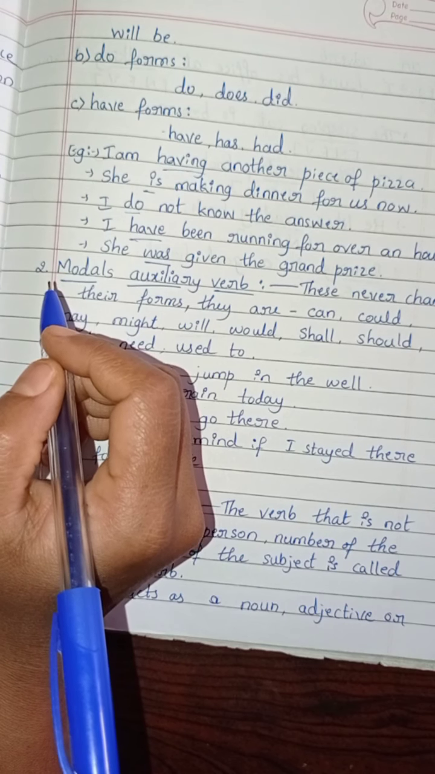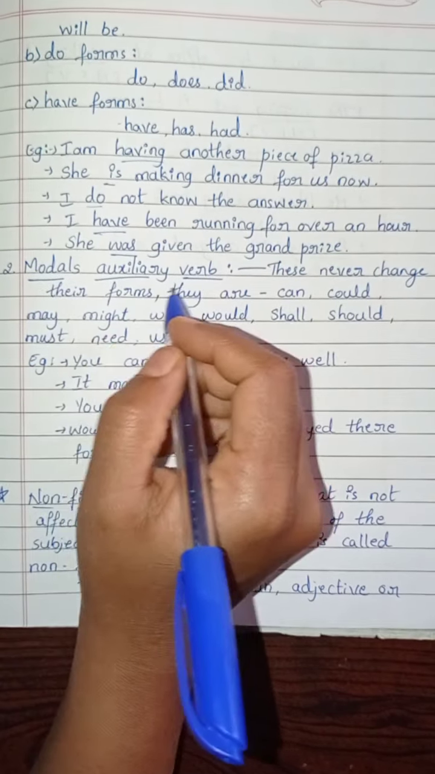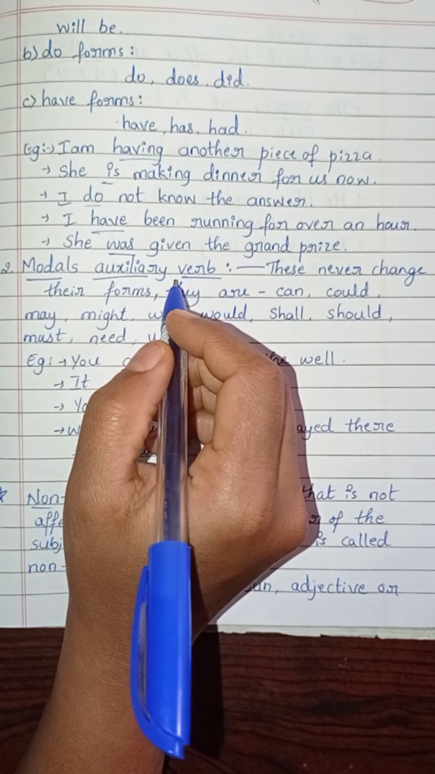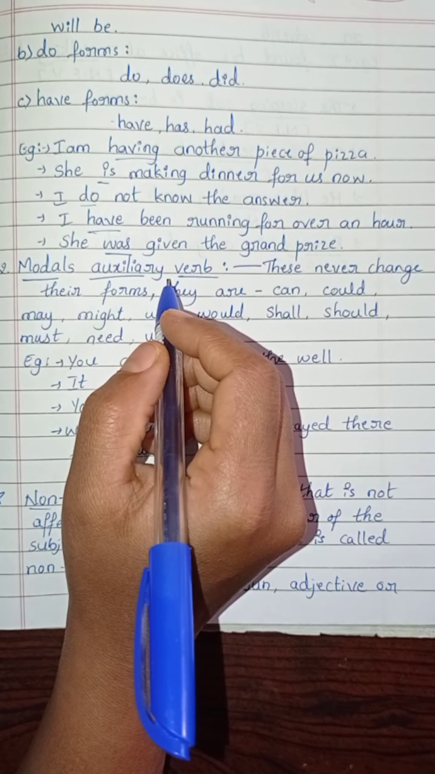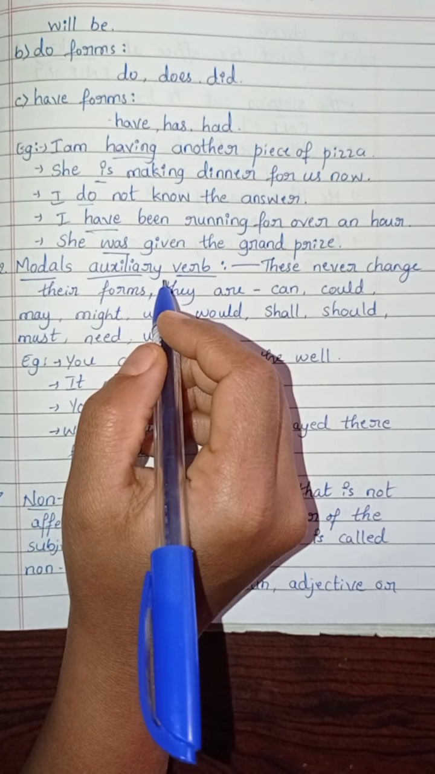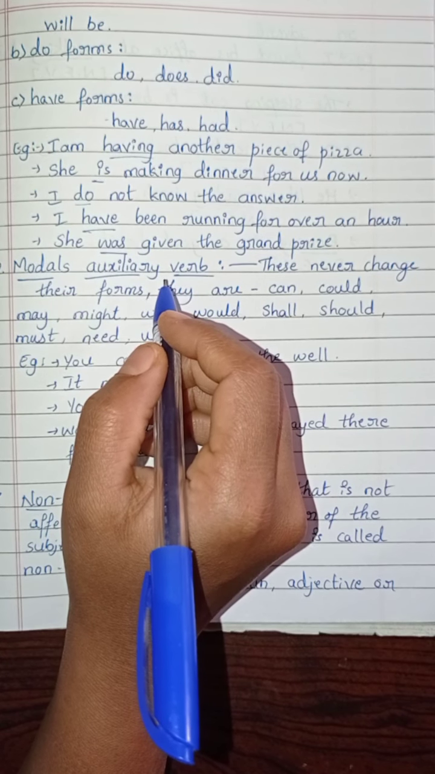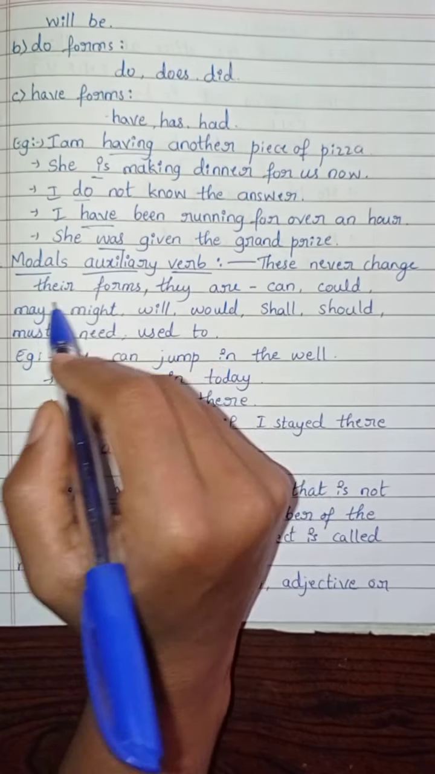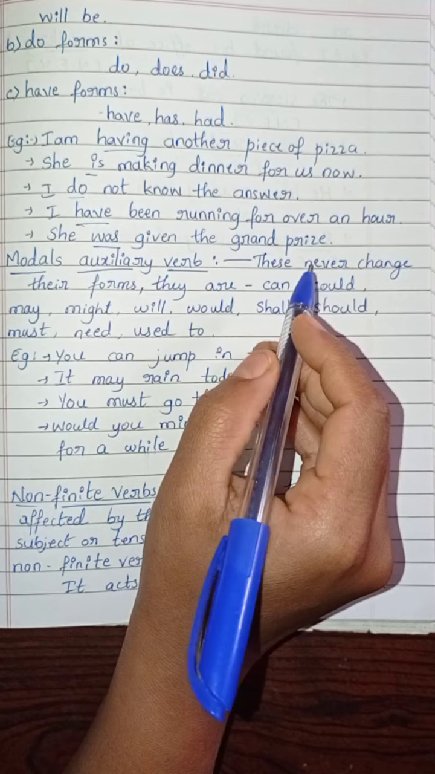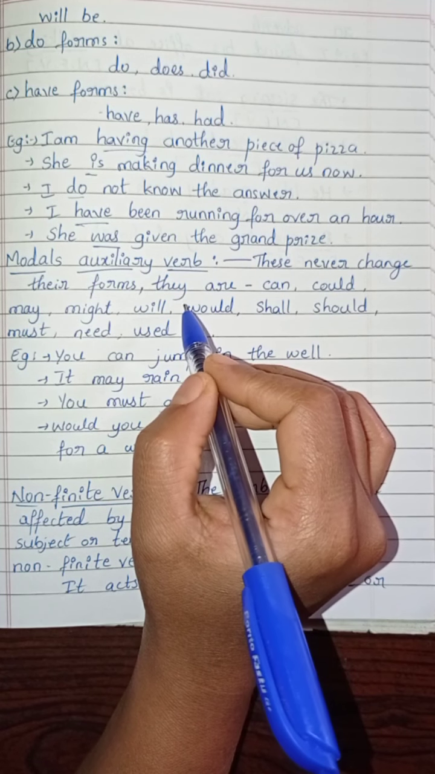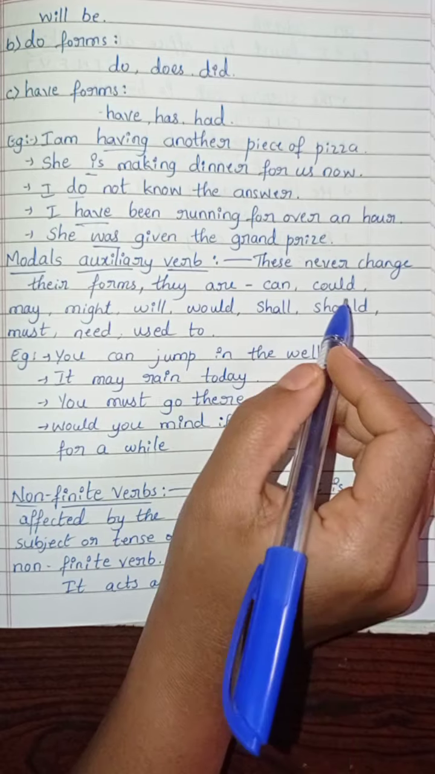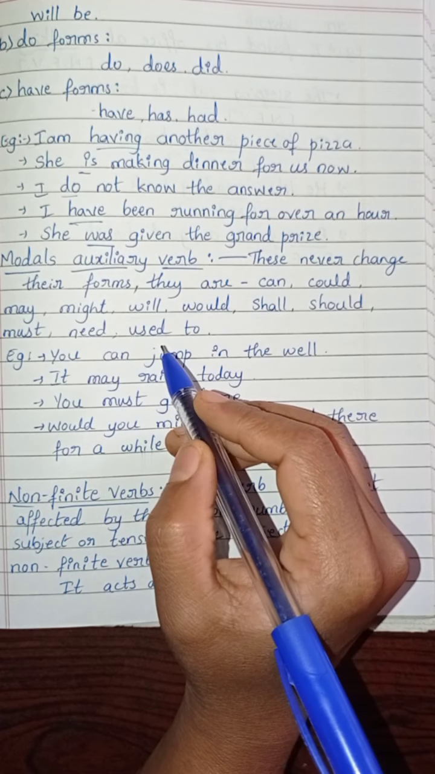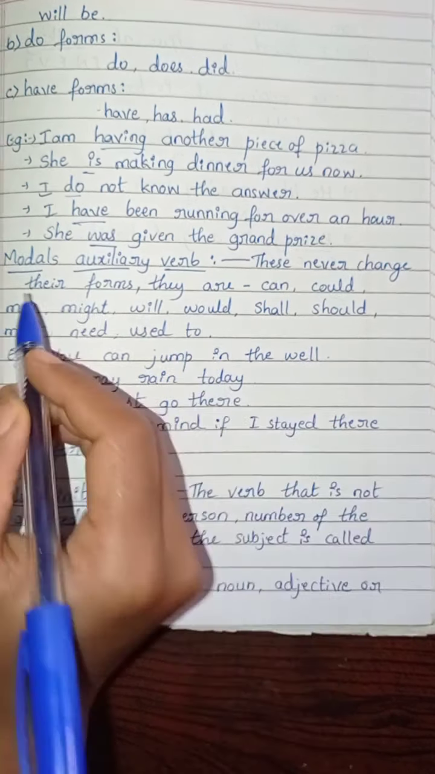The second kind of helping verb is the modal auxiliary verb. The first one, as I have told you, is the primary auxiliary verb, and the second one is the modal auxiliary verb. Don't get confused, students. These are the only two types of helping verb. These never change their forms. For example, they are can, could, may, might, will, would, shall, should, must, need, used to. These are the examples for modals.